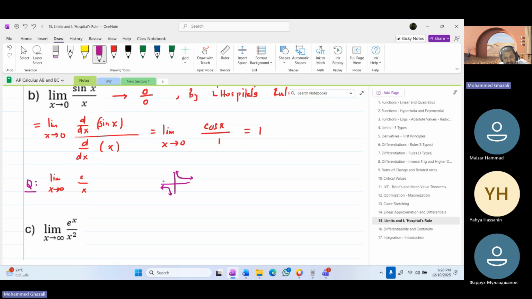So limit as x approaches 0 from the left. If you approach 0 from the left, it goes towards negative infinity. Right, the answer is negative infinity. And when you approach 0 from the right, it is positive infinity. So it does not exist. Does not exist because you're getting two different limits as you approach 0.